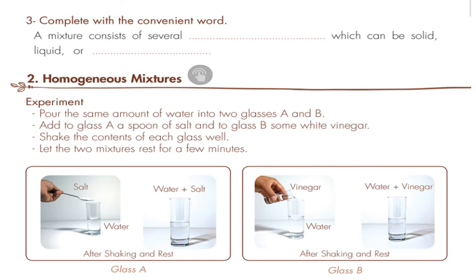Complete with the convenient word. A mixture consists of several substances which can be solid, liquid, or gas. So you have to memorize that a mixture is not made up of one substance. It is made up of more than one substance. It could be 2, 3, or more substances. And these substances could be solid, liquid, or gas.